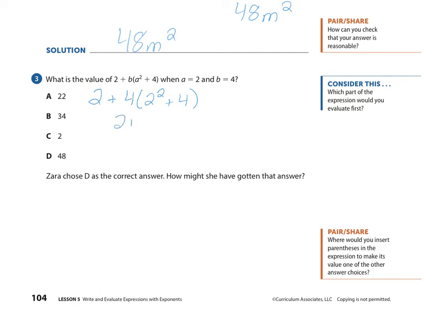Exponents happen first. So 2, this isn't going to change. 2 squared is 2 times 2, which is 4, plus 4. Now we're going to do the 8. 4 times 8 is 32, and I have a 2 to go with it. That's going to give me 34, makes my answer B.